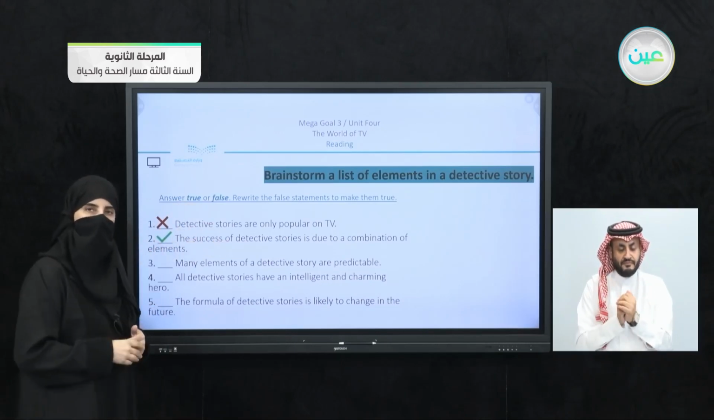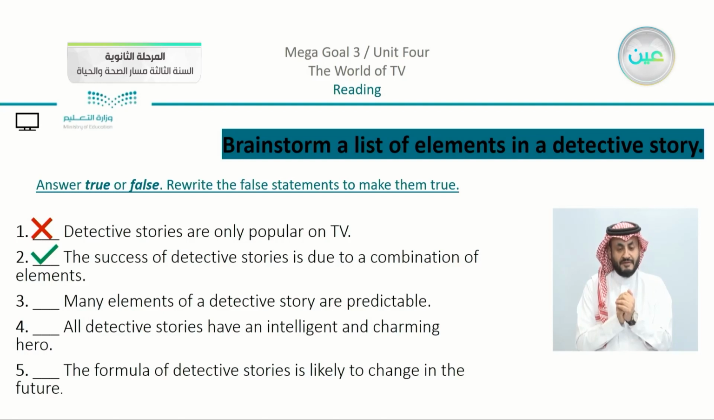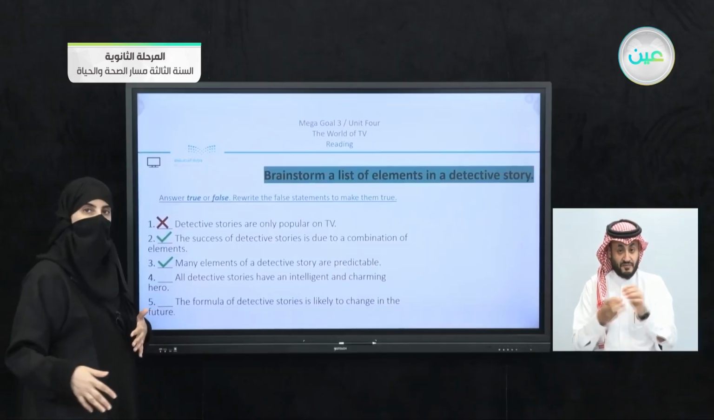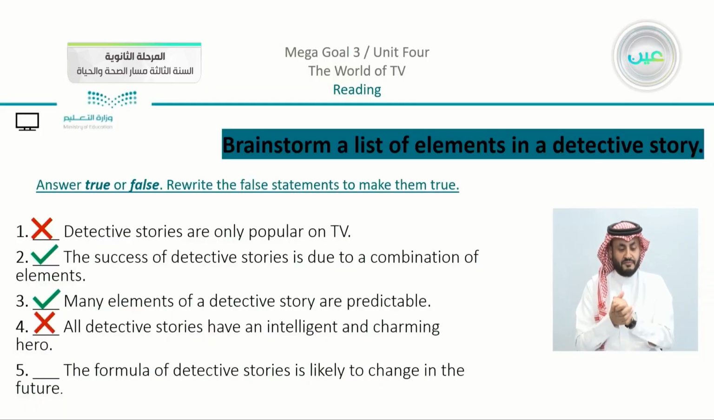Now let's go to number three. Many elements of a detective story are predictable. So can you guess what's going to happen here? We can agree that this is true. Number four, all detective stories have an intelligent and charming hero. Now, if you recall, we talked about three different types of heroes, so I think that this one is going to be false.